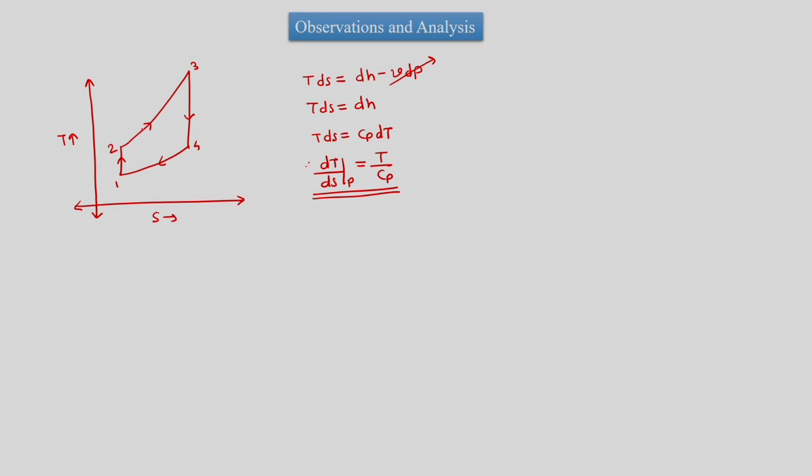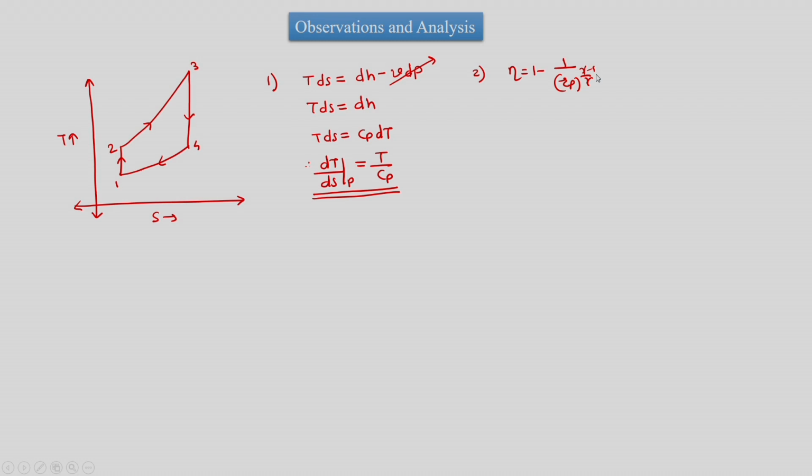So the slope of process 2 to 3 is increasing as the temperature increases. So this is a curved line which has increasing slope from 2 to 3. Similarly, process 4 to 1 has decreasing slope from 4 to 1. Hence, the constant pressure lines diverge on the TS diagram. This is the first observation.